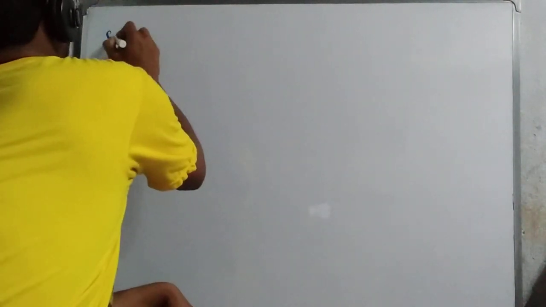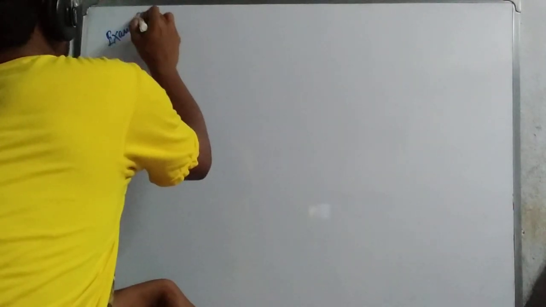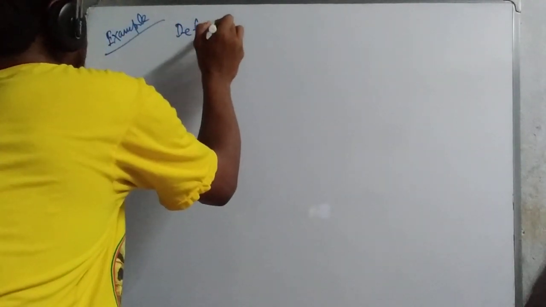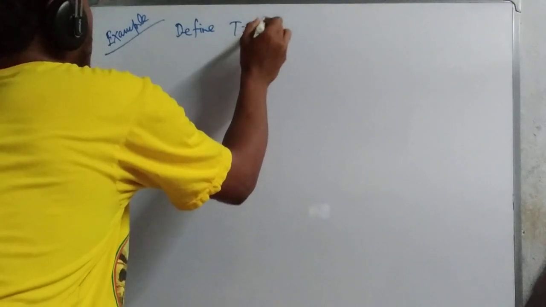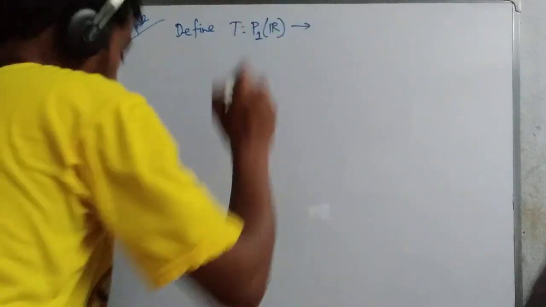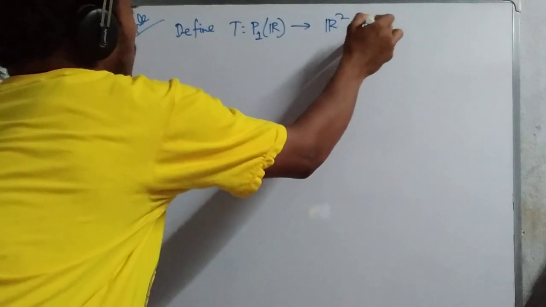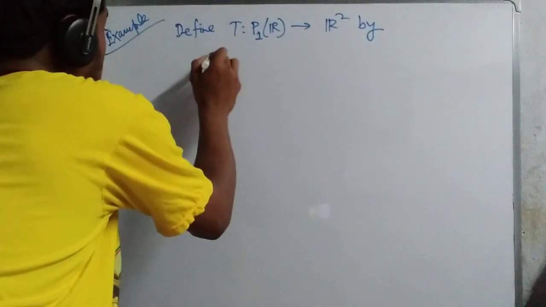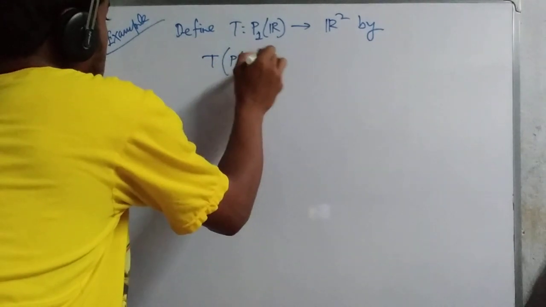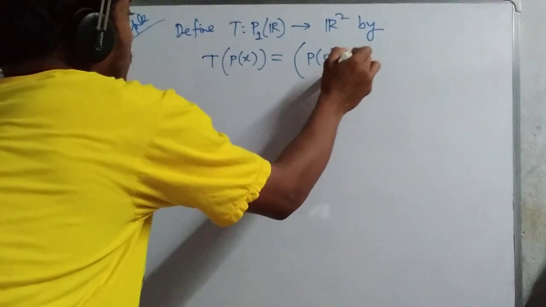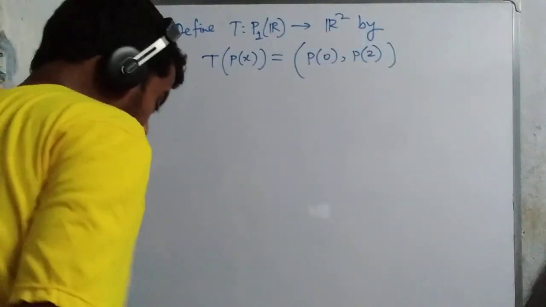We write here an example, okay, then we start it now. Define T: P1(R) to R square by T of p(x) equal to what? Equal to (p(0), p(2)), okay.